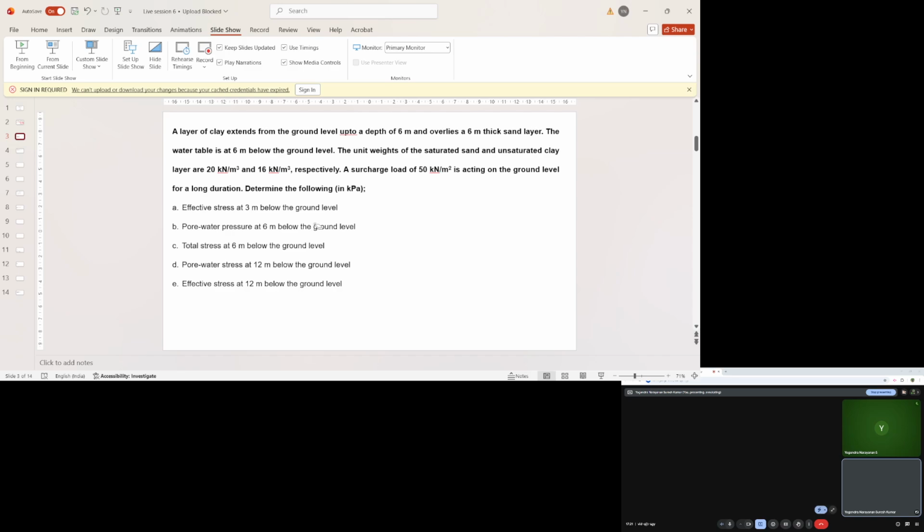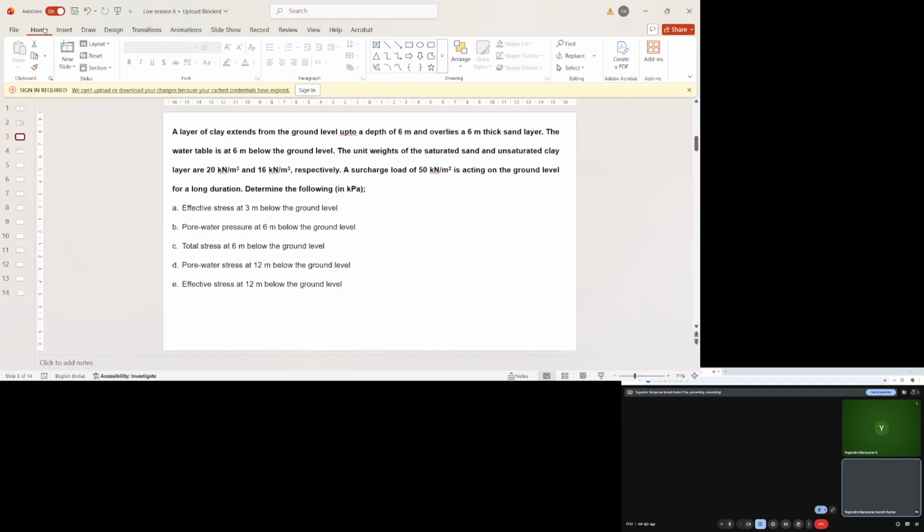The layer of clay extends from ground level up to a depth of 6 meters and overlays a 6 meter thick sand layer. The water table is at 6 meters below the ground level. The unit weights of the saturated sand and the unsaturated clay layer are 20 kilonewtons per meter cubed and 16 kilonewtons per meter cubed respectively. A surcharge load of 50 kilonewtons per meter square is acting on the ground level for a long duration. Determine the following; for that, draw the diagram.